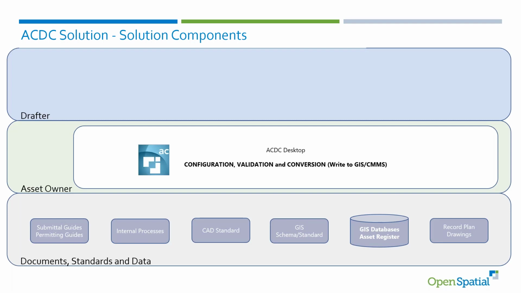Let's look then at the asset owner side and the ACDC solution. We provide the ACDC desktop. This is a powerful tool for the configuration, validation, and conversion of data. This is where the asset owner can configure and set up their data requirements. It's the go-between for CAD and GIS. You can literally sit in the CAD desktop and connect to your GIS to see the features you want, while also seeing the corresponding CAD drawing components, such as layers and attributed blocks.